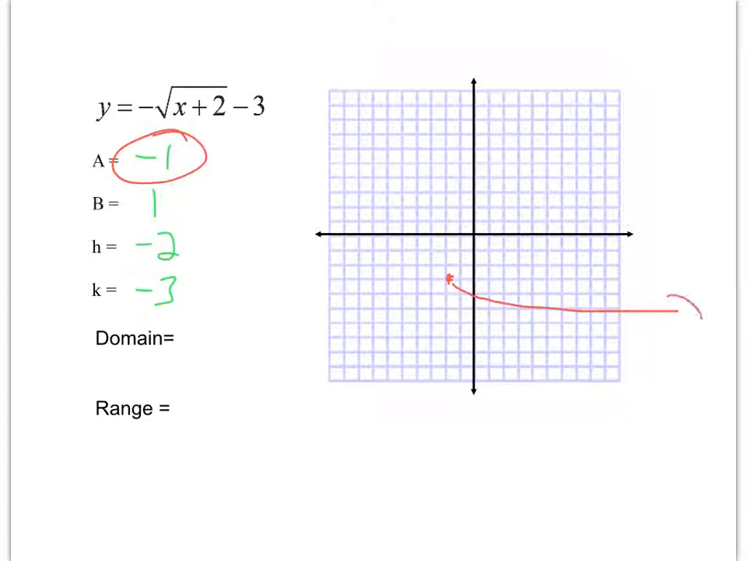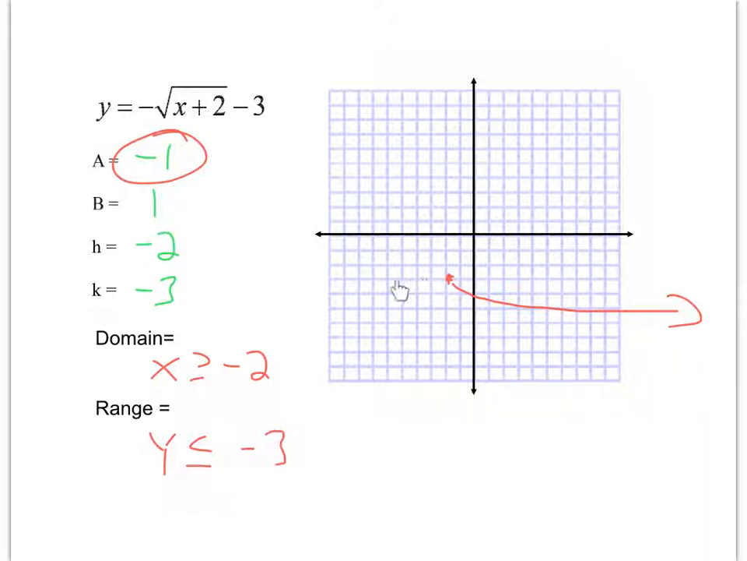So it's going to look something like that. Notice now my domain is x is greater than or equal to negative 2. And my range is y is less than or equal to negative 3. As we look at our graph, x has got to be greater than negative 2.